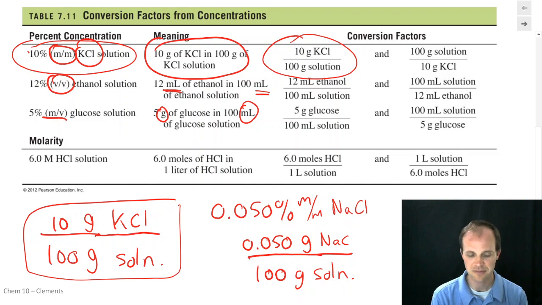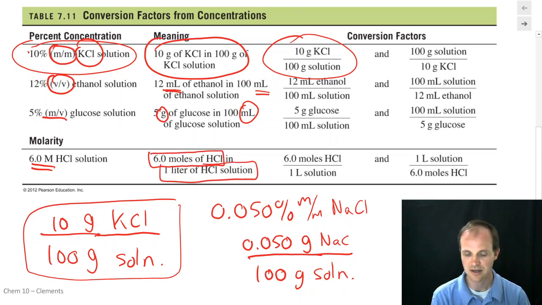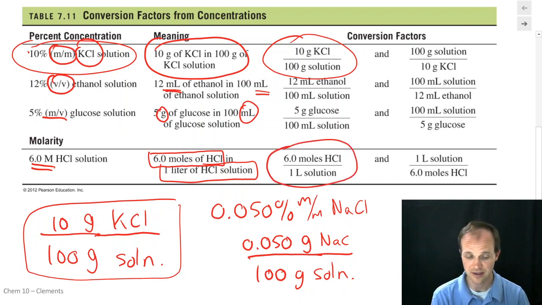The hard one for people is that molarity is not a percentage. And so when we say 6 molar, it's not 6 out of 100. It's just 6 molar is moles per liter. And so you get 6.0 moles of hydrochloric acid for every liter of solution. And it looks like this, 6.0 over 1. If I had 0.5 molar, it would be 0.5 moles of HCl over 1 liter of solution.